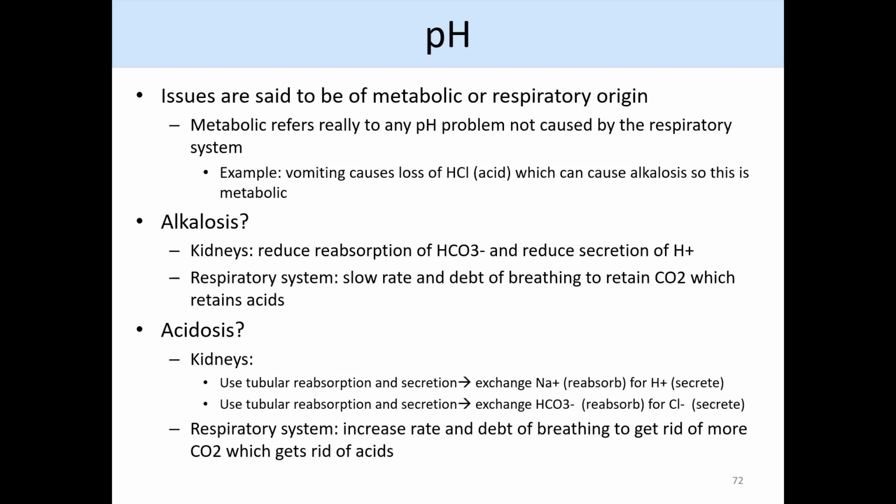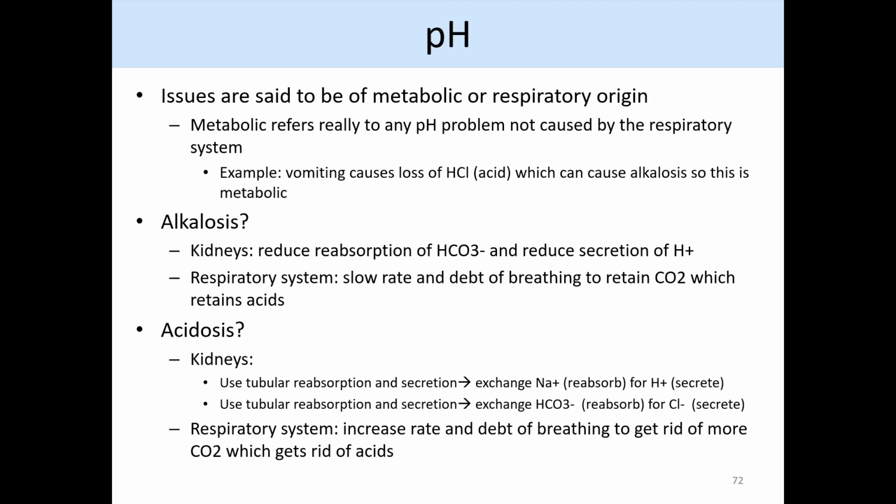The respiratory system can correct for alkalosis by slowing the rate and depth of breathing. This will help us to retain carbon dioxide, which will essentially be like helping us to retain acid, again, lowering the pH back to normal.